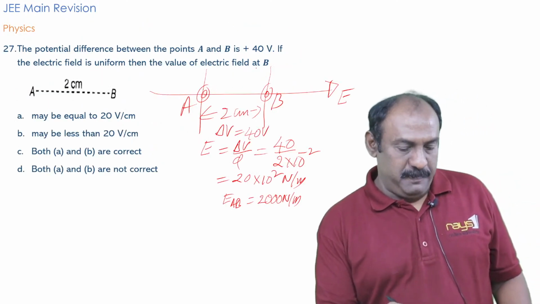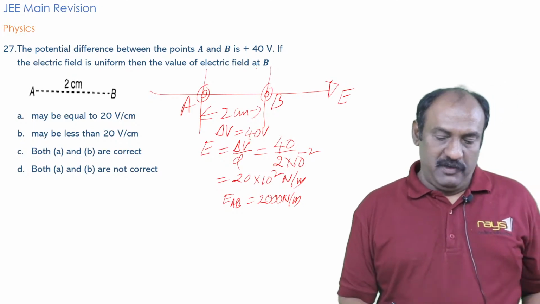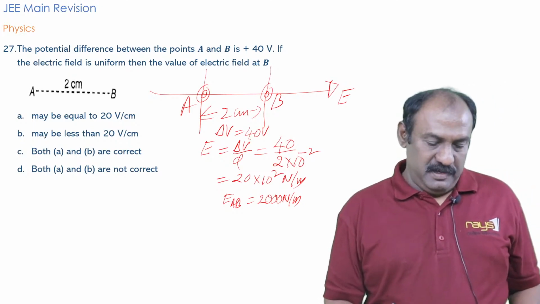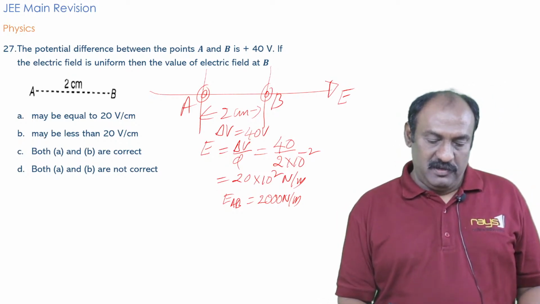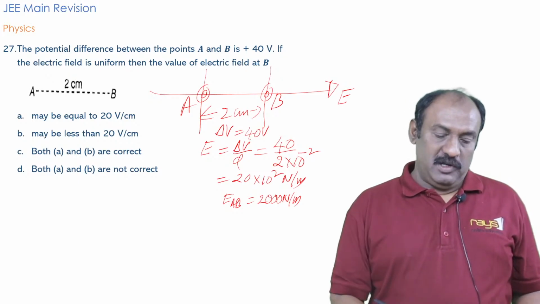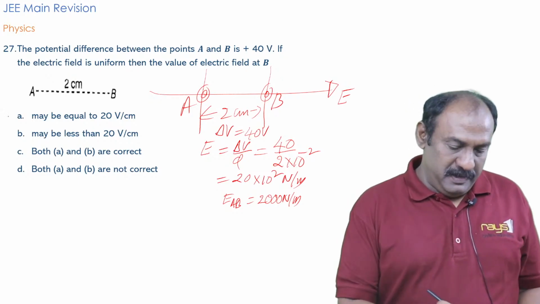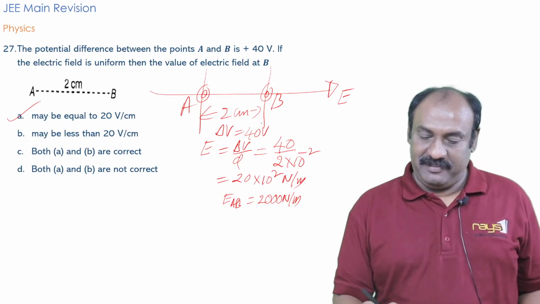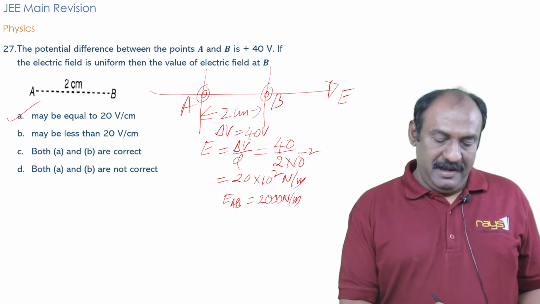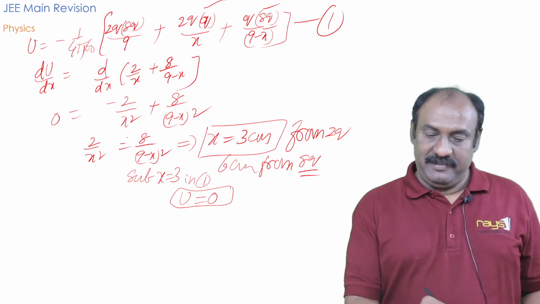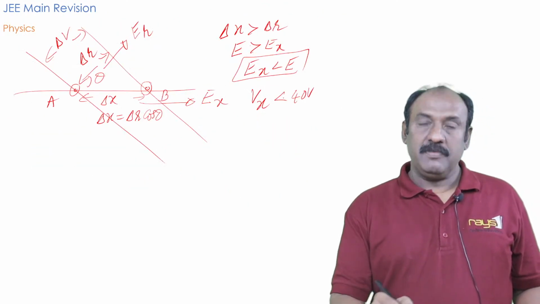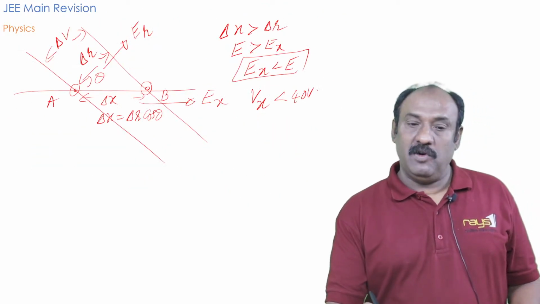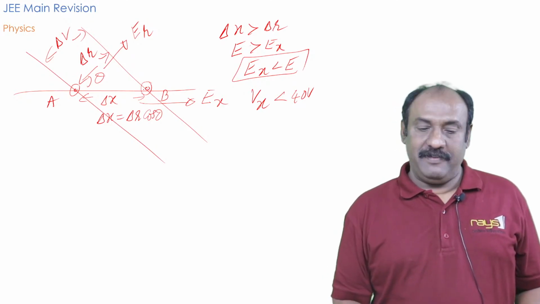potential at point B may be equal to 20 volts, may be less than 20 volt, may be more than 20 volt or equal to 20. Out of this, one may be equal to 20 volt by considering like this, and may be less than 20 volt by considering like this. So, Vx is less than 20 volt. So, between these 2 points it is given as 20 volt.